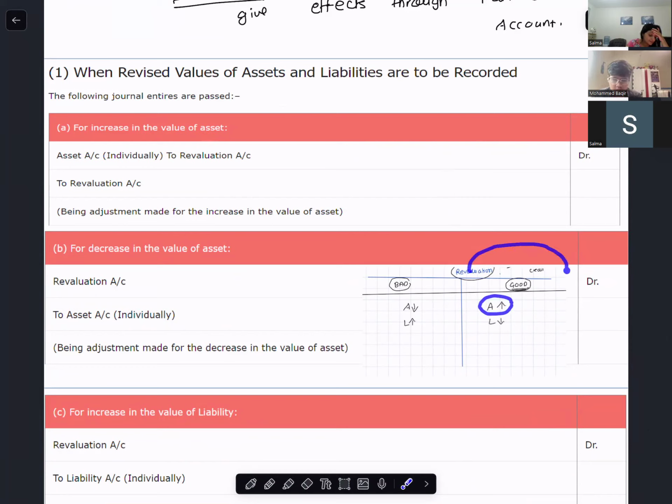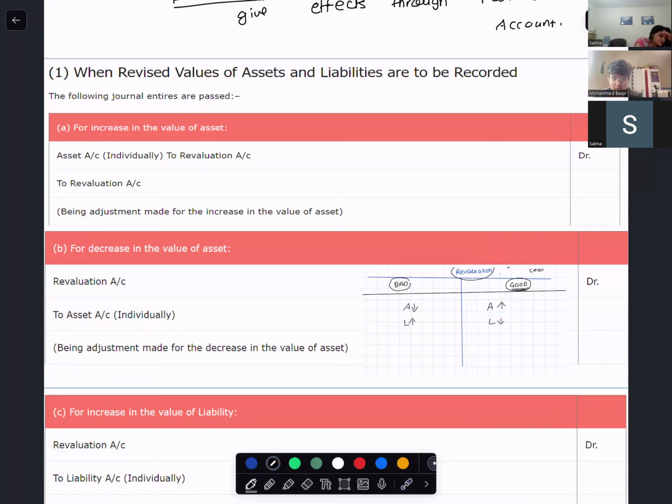Asset account debit to revaluation account. Okay, if you don't understand that way, what you can say is, an increase in the value of the asset is a good thing. So if it is a good thing, revaluation will be credited. Credited.